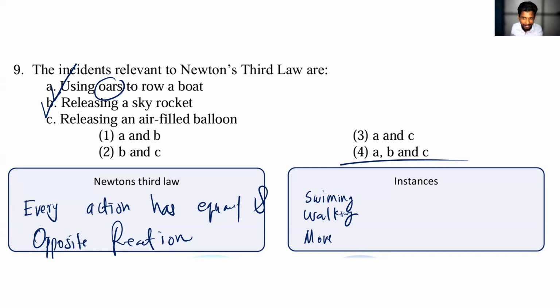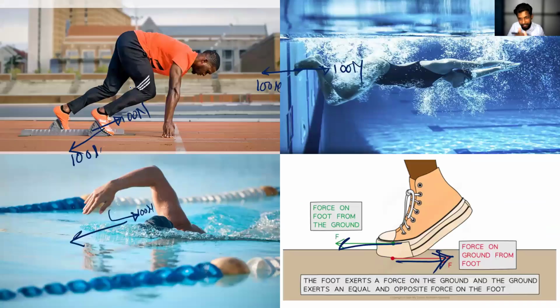Simple. Newton's third law. You know the example, right? These are the examples for Newton's third law. Here, you will be applying 100 Newton. You will be pushing the surface. The surface will be pushing you back with 100 Newton. Newton's third law. When you are running, even when you are swimming, you will be applying 100 Newton on the wall. The wall will be applying another 100 Newton in the opposite direction. When you're swimming, you will be pushing the water. The water will be pushing you back. When you're walking, you will be pushing the surface. The surface will be pushing you forward.